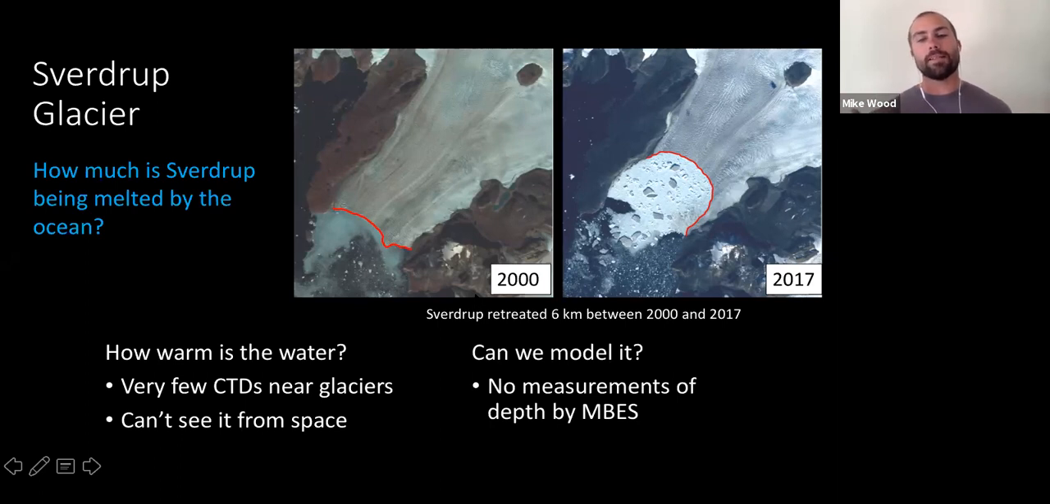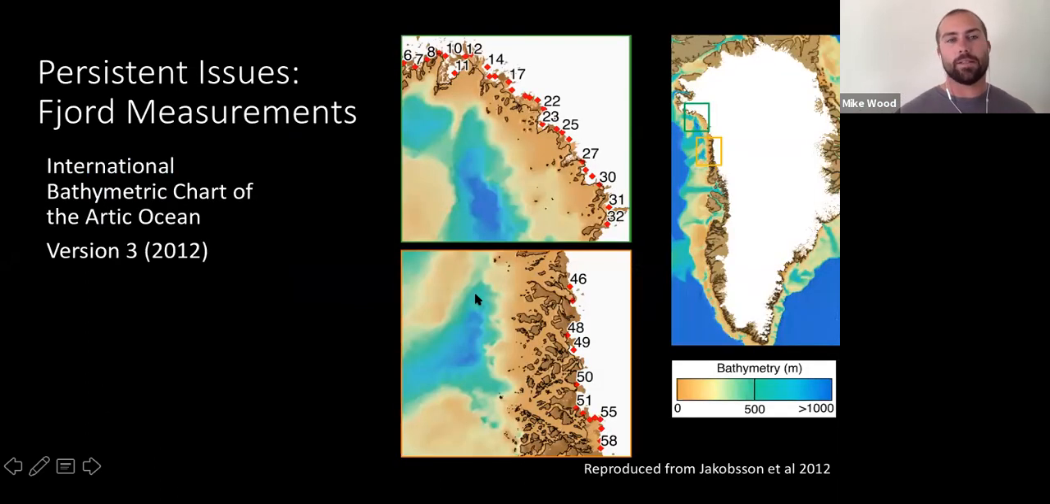Well, the problem with modeling is that we actually didn't have measurements for most places around Greenland of what the depth of the ocean floor is. And this is really important when you consider the type of water that can get to the glacier, because the warm water, again, sits more than 200 meters below the surface. And this turns out to be a pretty persistent issue around Greenland.